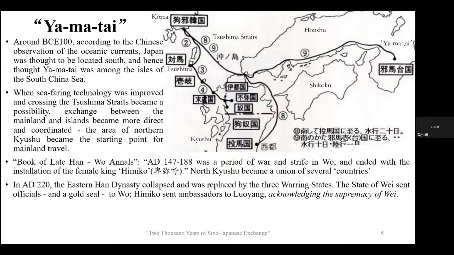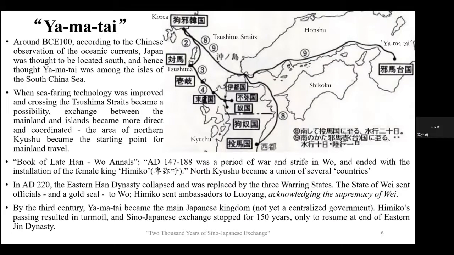But in 220, the Eastern Han dynasty collapsed and was replaced by the three warring states on the mainland. Now, the state of Wei sent officials as well as a gold seal to the Japanese, the Wa people, and Himiko also sent ambassadors to Luoyang and acknowledged the supremacy of the state of Wei. And by the 3rd century, Yamatai had become, which is located somewhere here. The actual location of Yamatai has not been found by archaeologists, but it is thought to be somewhere around here, where Kyoto and Osaka are. This became the main Japanese kingdom, right?